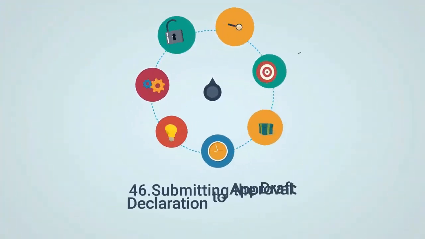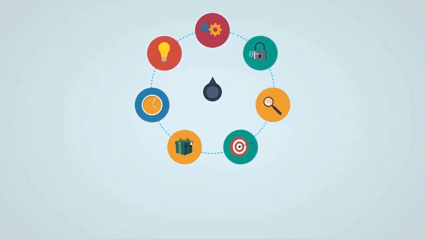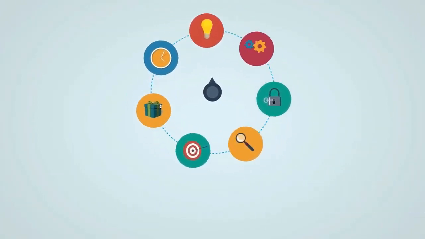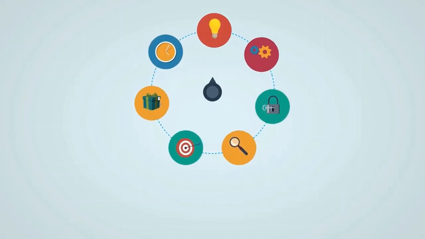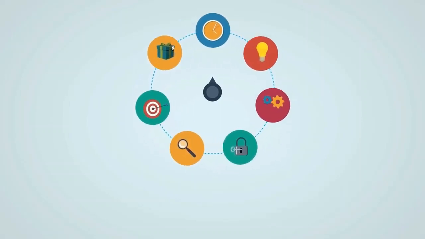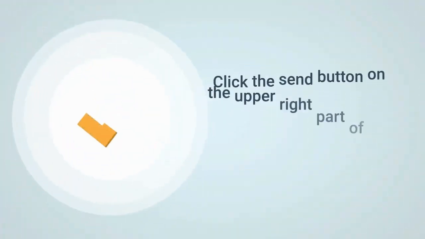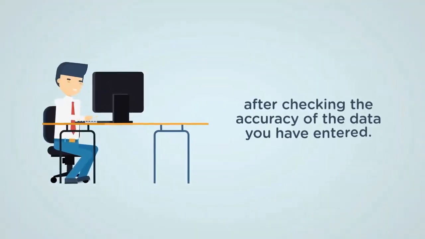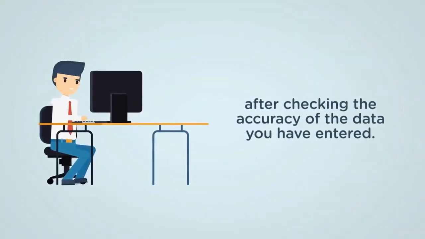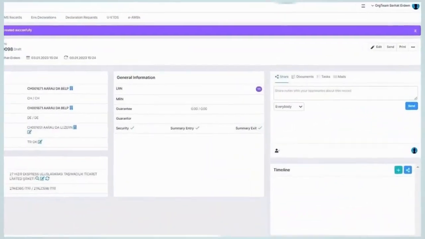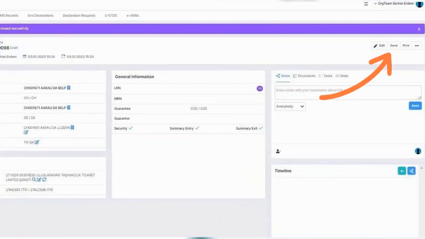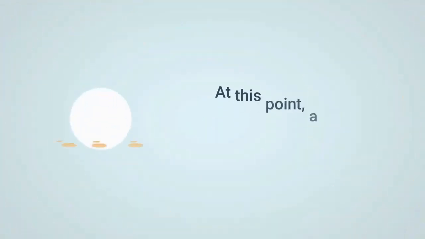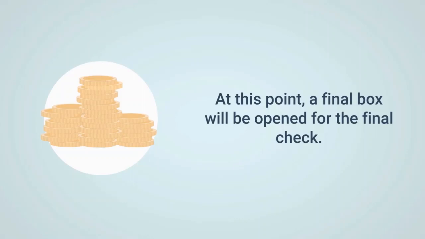Submitting the draft declaration to approval. Click the Send button on the upper right part of the page to submit the draft declaration to approval to receive the LRN number. After checking the accuracy of the data you have entered, at this point, a final box will be opened for the final check.